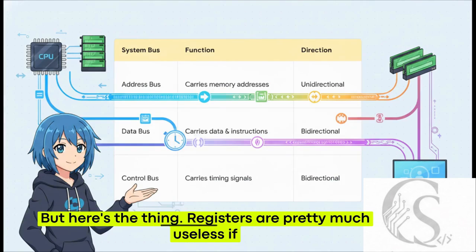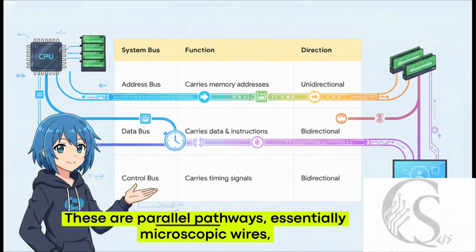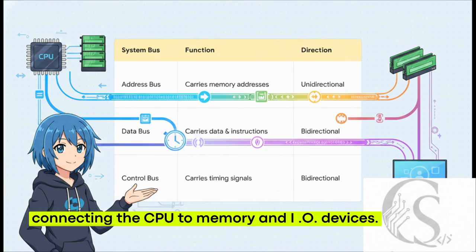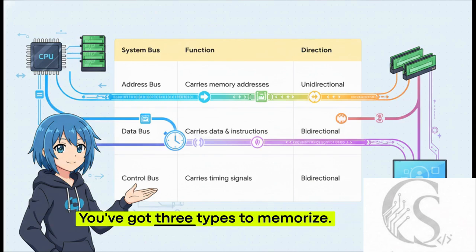But here's the thing. Registers are pretty much useless if they can't talk to the rest of the system. Enter system buses. These are parallel pathways, essentially microscopic wires connecting the CPU to memory and I/O devices. Think of it as the computer's central nervous system. You've got 3 types to memorize.